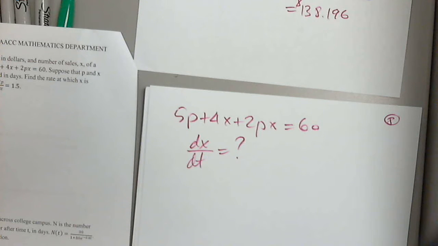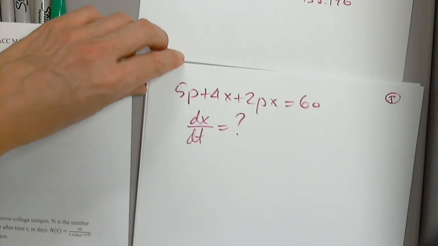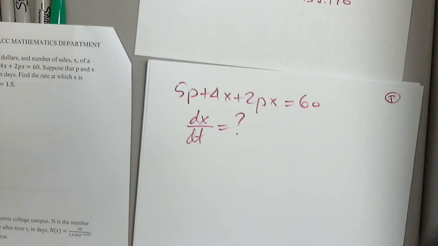We are told that both P and X are functions of time. So since it says find the rate at which X is changing, we have to find dx over dt, but when those conditions happen. Let me know when you're ready for the equation.